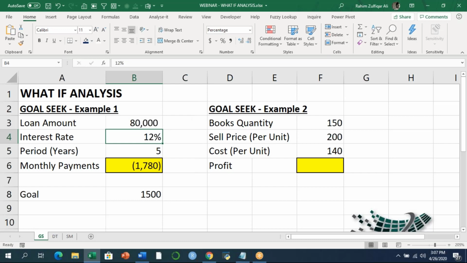But at this point of time, I am not sure. I know my goal, which is 1500, but I don't know how many steps it would require to get to that goal. So Goal Seek comes in handy, and we can quickly, within seconds, find out the answer.